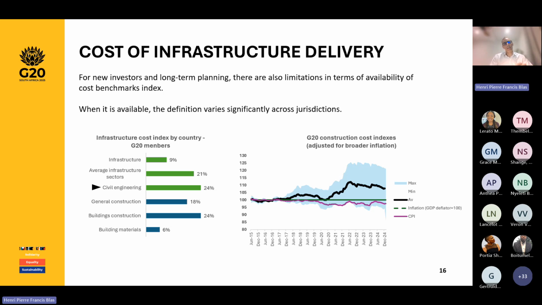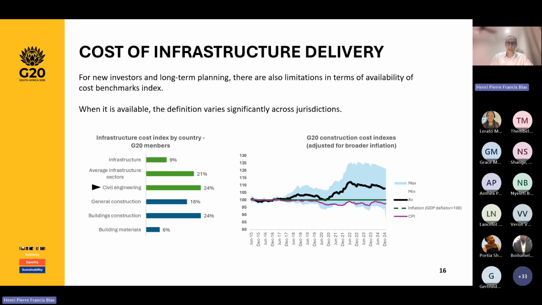Instead, what we looked at is something that most governments have, which is the cost index. Most governments try to publish some cost index, historical data that indicates how the cost of infrastructure delivery, or the cost of construction in general, has evolved over time. You might feel that this is just like inflation, but actually what we've seen is that across the board, especially in recent years, it hasn't been like inflation at all. You can see on the right-hand side how it has moved away, with trade tensions, etc.